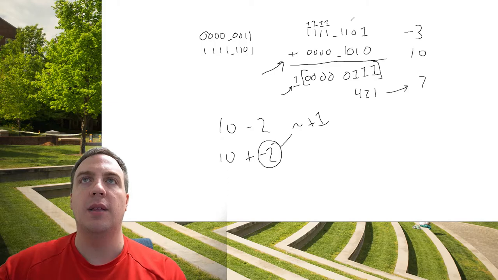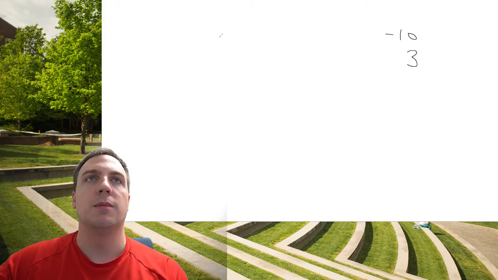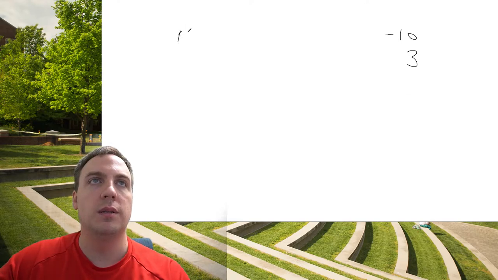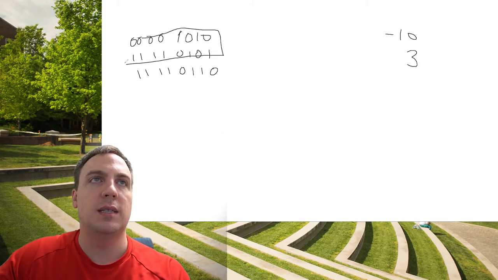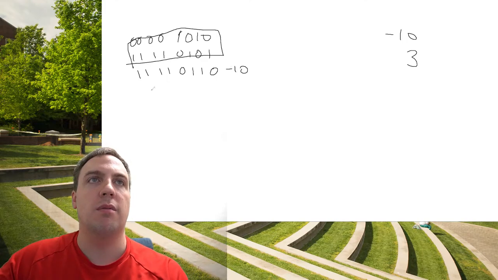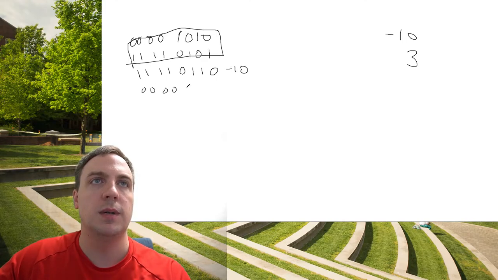So let's take a look at another example where we get a negative value. Let's say -10 + 3. So -10, once again, 10 is 1010. Let's use 8 bits here. We flip all the bits and add 1. When we add 1, we get 1111 0110. So that's the value minus 10, and 3, if you remember, is 0000 0011. Let's add these two numbers together, and we should get minus 7.